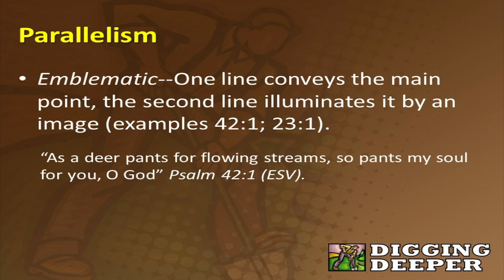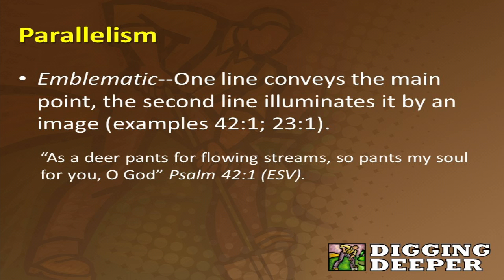And our last form of common parallelism in Hebrew poetry is emblematic. In emblematic parallelism, one line conveys the main point, while the second line illuminates it by an image. So, for example, Psalm 42:1. As a deer pants for flowing streams, so pants my soul for you, O God.